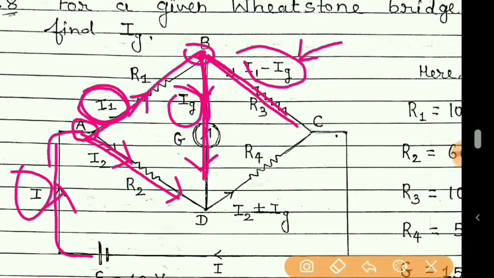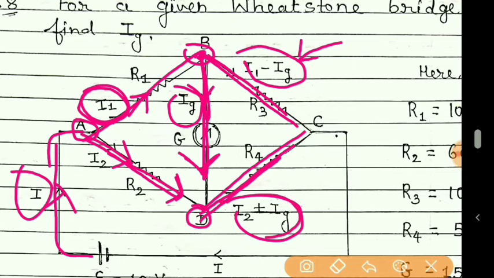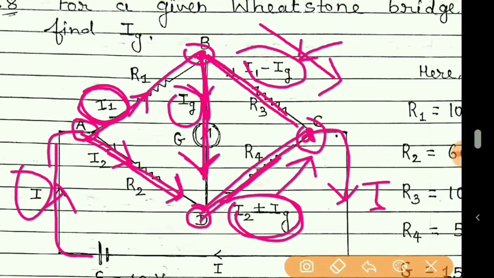So both these currents, that is Ig and I2, will meet at point D, and after meeting they will move towards C. So you can see here in this branch, the DC branch, the current is I2 plus Ig. Once again at point C, this current I1 minus Ig and this current I2 plus Ig meet, and once again the current I will be obtained. You can easily check by adding this and this, you will get I.